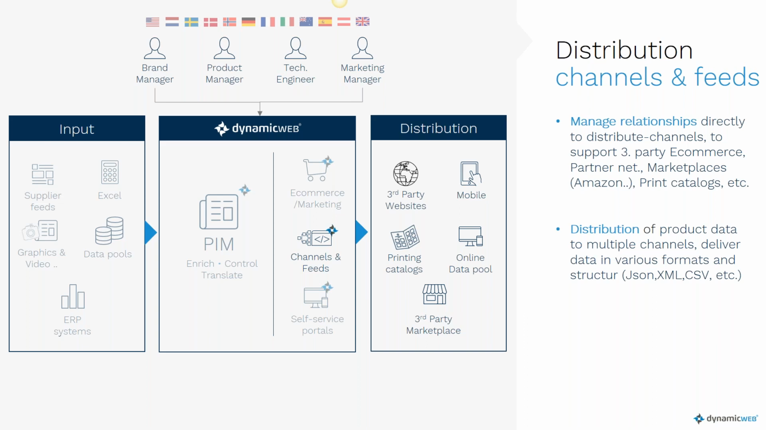But when we are working with PIM and we enrich the products, we also want to distribute the content we have enriched the products with to different channels and in different formats. So with channels and feeds, we can define and distribute data formats to maybe third-party websites or e-commerce solutions, to marketplaces, and maybe to printing catalogs, or whatever kind of channels that are needed in the company.